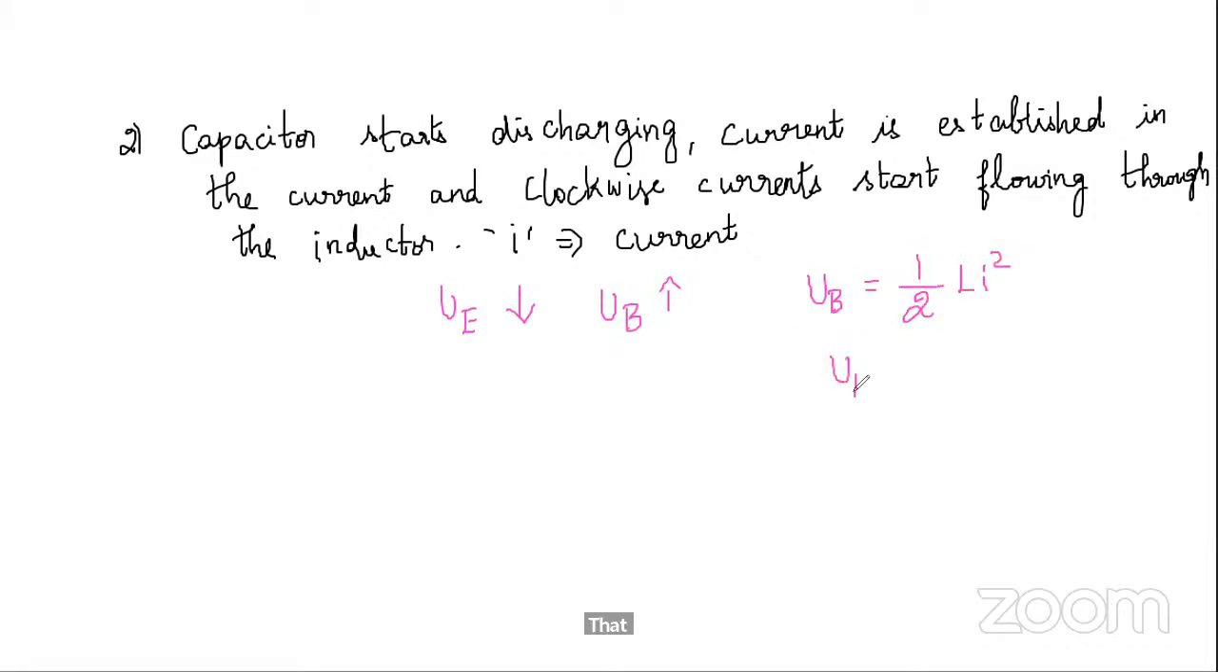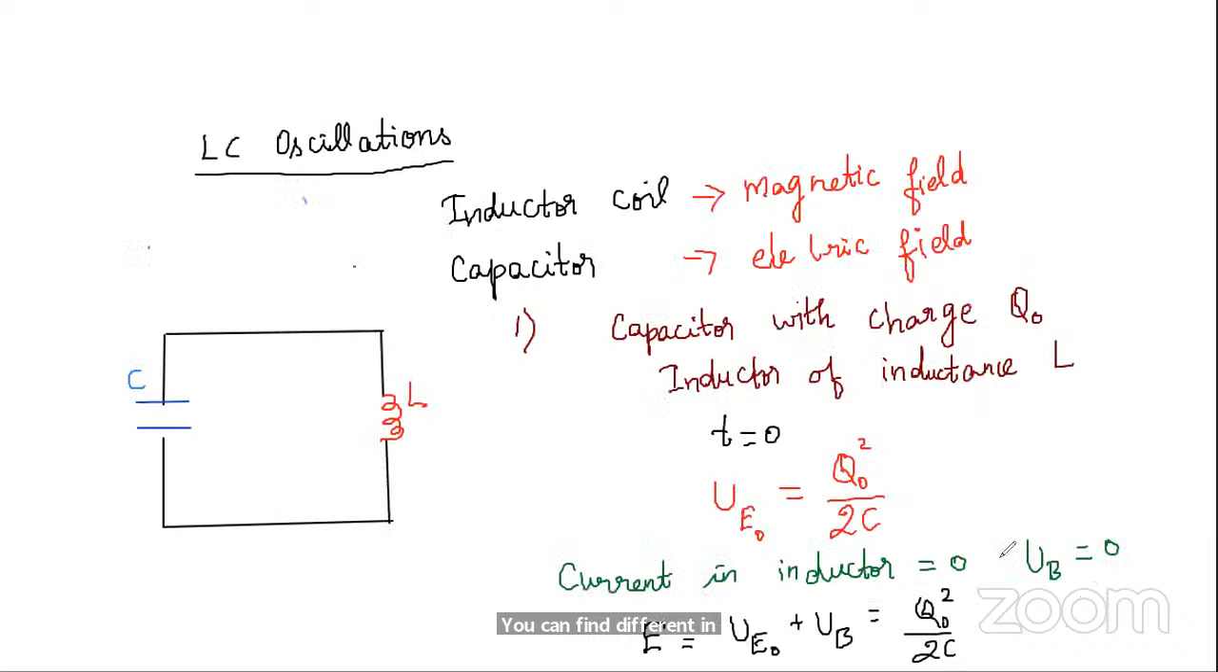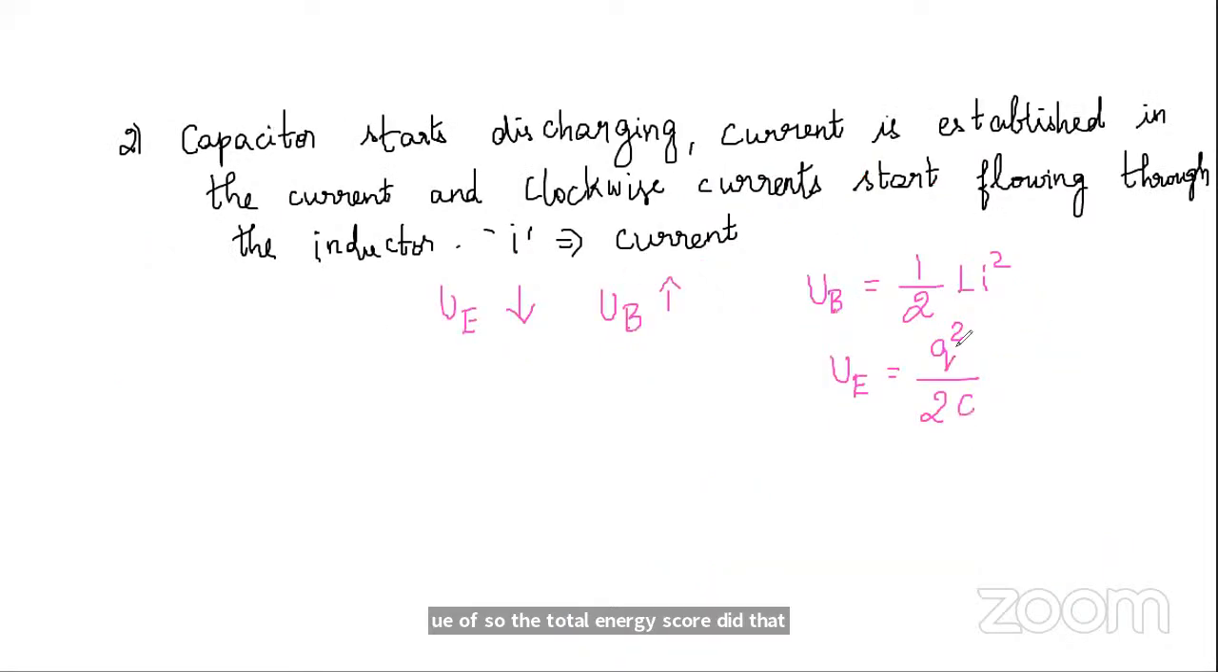And at that particular instant of time, the charge stored in the capacitor is Q. So the electrical energy is Q squared by 2C. You can find differences in this value of charge. Initially, the total charge is Q naught, so the total energy stored in the capacitor is Q naught squared by 2C. Now the charge has been reduced to small q, so the electrical energy stored in the capacitor is q squared by 2C. This is the value of electrical energy.